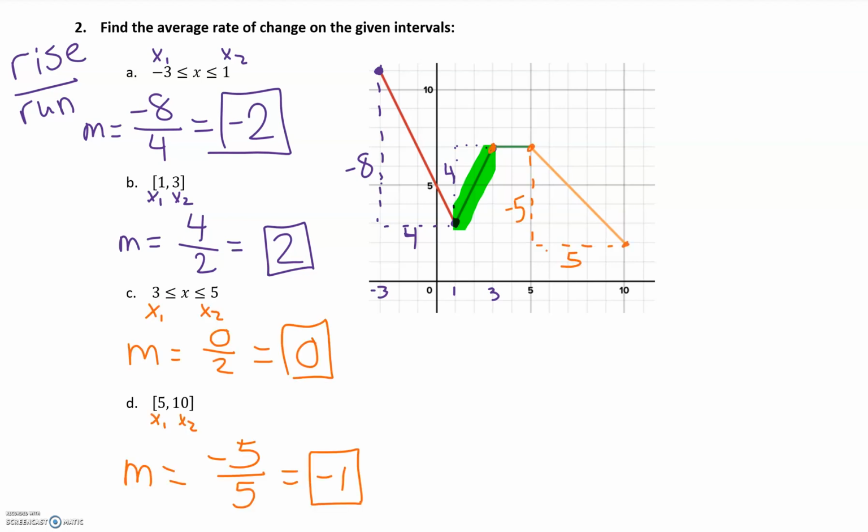All right, you should have C and D done. You should have 0 and -1. 0 divided by any number is 0 on C.